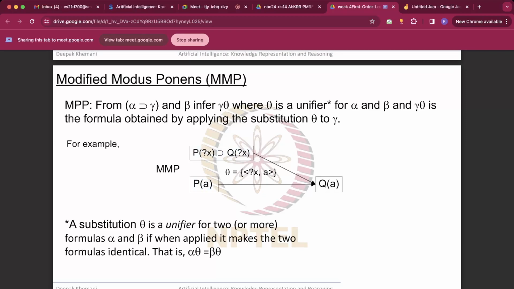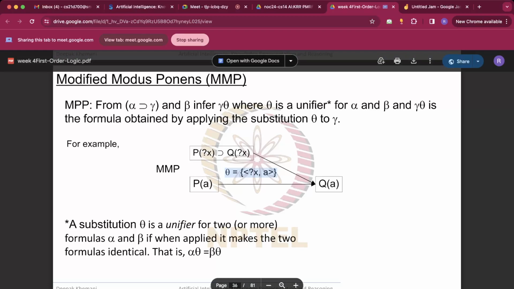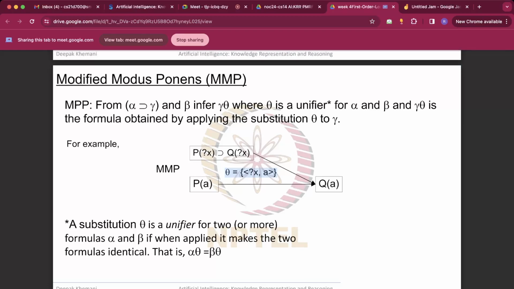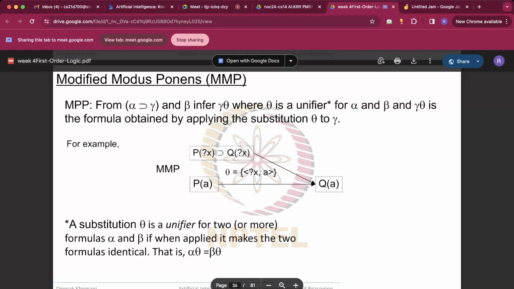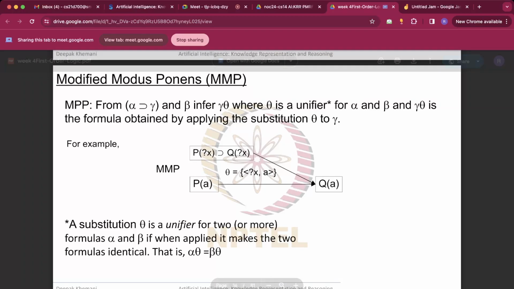So what you can do is a substitution over here. You can substitute this variable X to take the value A, and then you can say that Q of A is true, and that is what modified modus ponens is. So basically this is saving you two steps. Instead of first looking at whether PA is true or not, then substituting X as A, and then further deducing using modus ponens, modified modus ponens does a substitution using this theta, where it substitutes X with A and directly concludes Q of A. So this is an example of substitution.